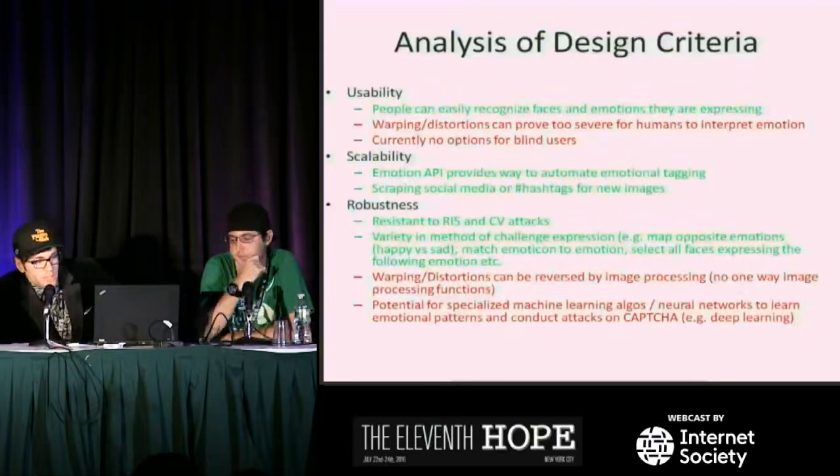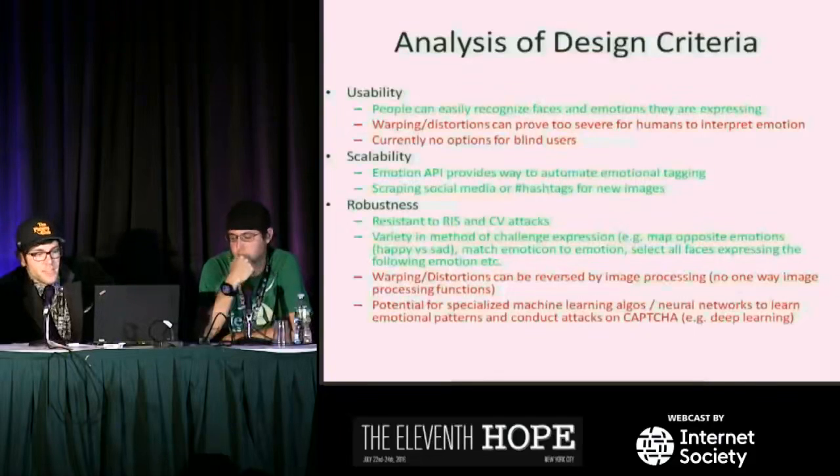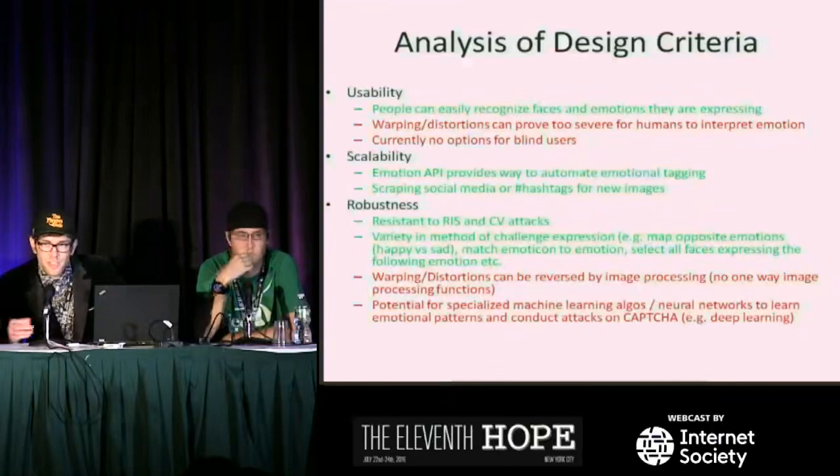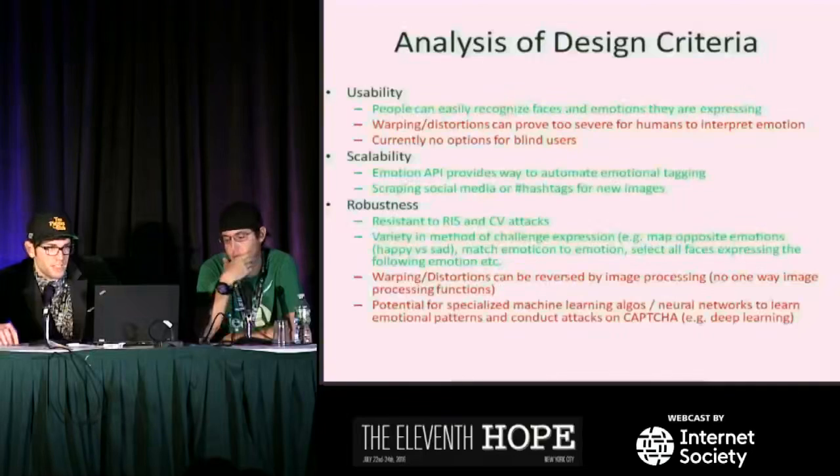So right now we're working on making sure that they're resistant to reverse image search and computer vision attacks. There is a variety in the method of challenge expression, so we do have all these emotions. We've been looking at the confusion matrix to see which emotions are easily confused by people so that when you're offered challenges, you get the best blend that will give you the highest possible chance to be accurate.